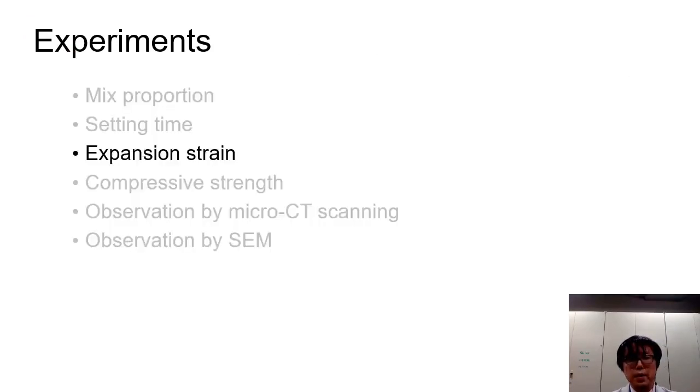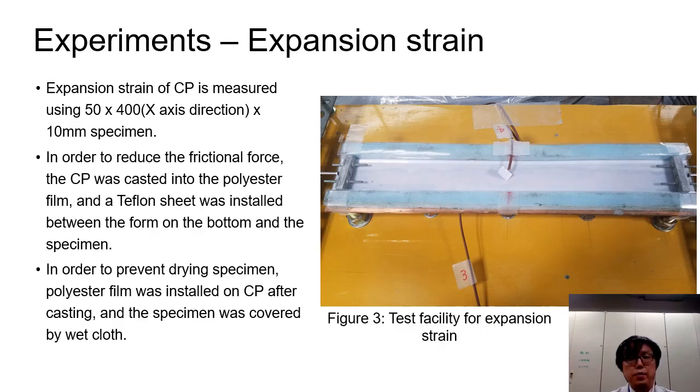Next, the expansion strain is explained. Expansion strain was measured using a test specimen of 50 mm times 400 mm and 10 mm thickness. Here is a photo of the measuring facility.